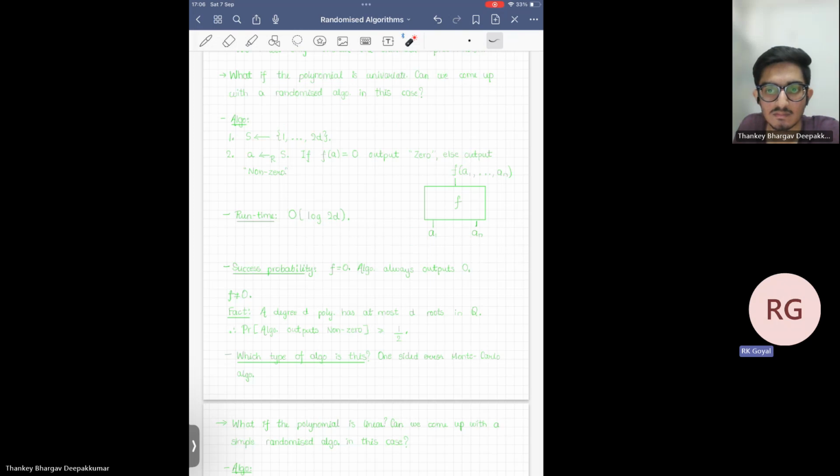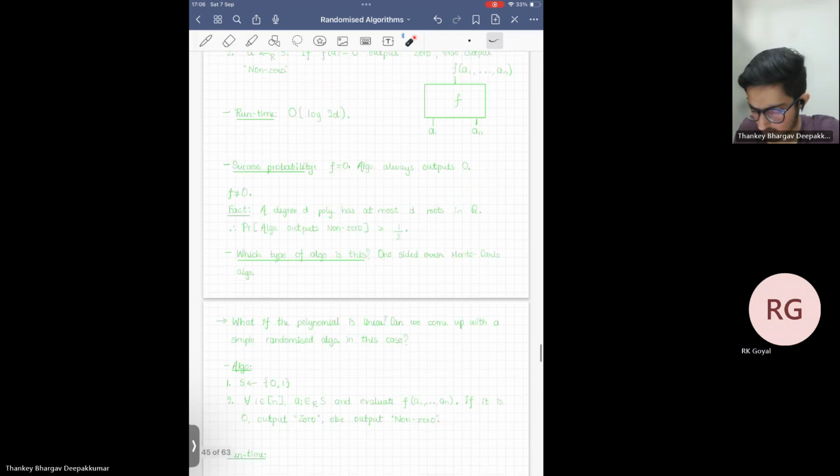Why so? Because it is quite possible that the value of ai could be half and the value of ai plus 1 could be three by four. Quite possible. Then why pick values as either 0 or 1 only?